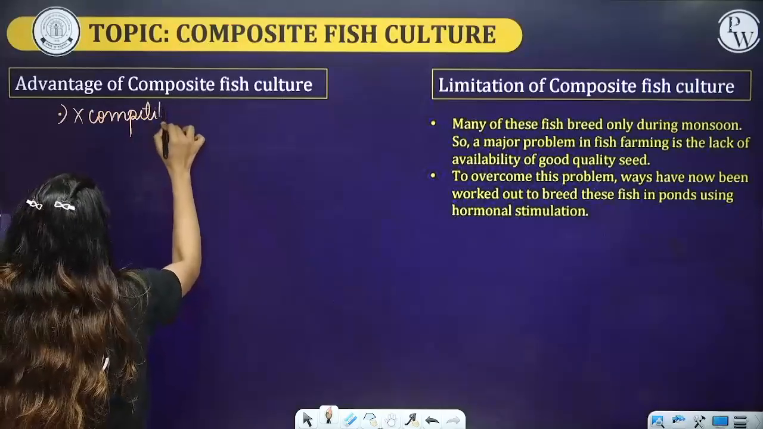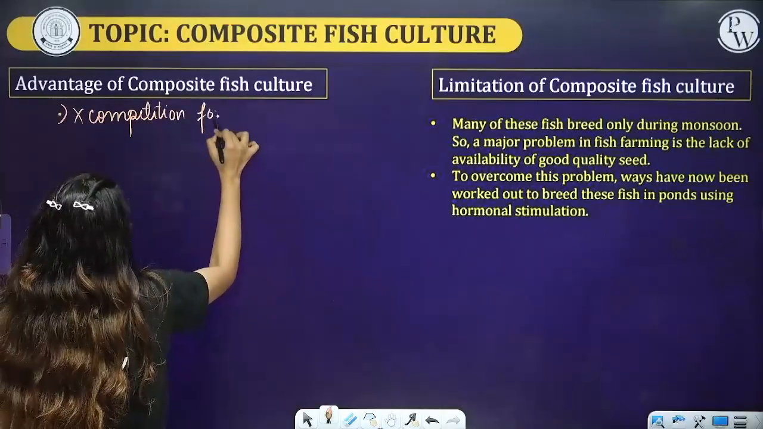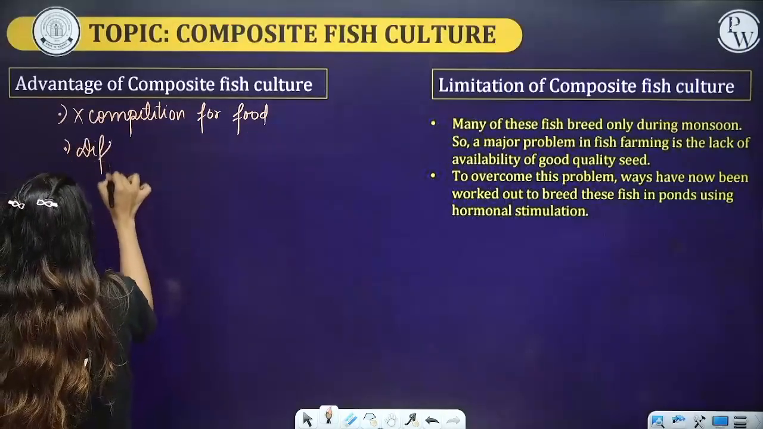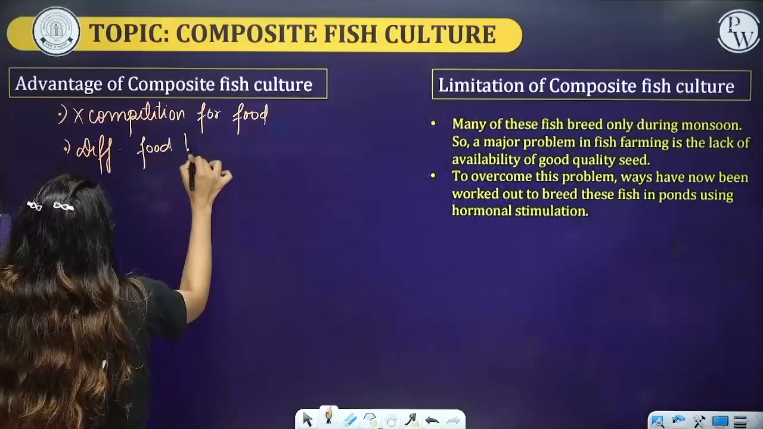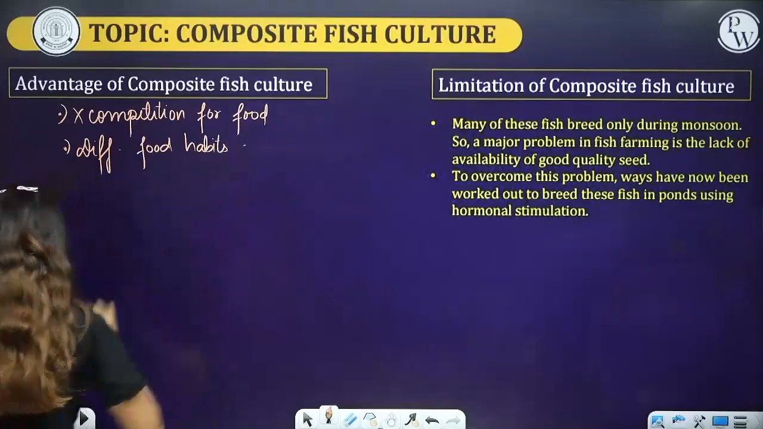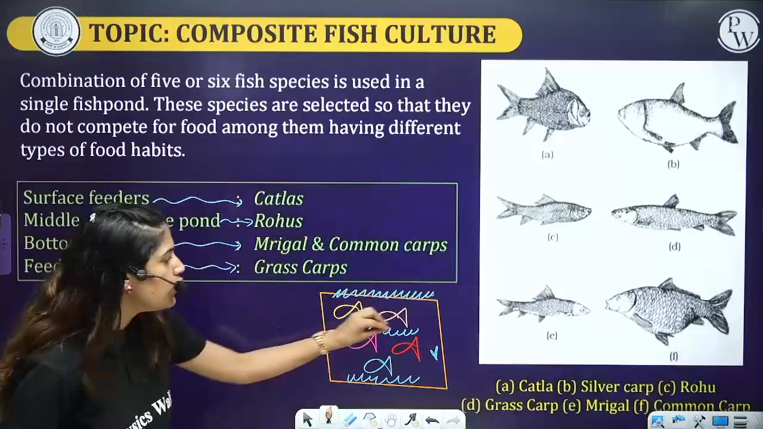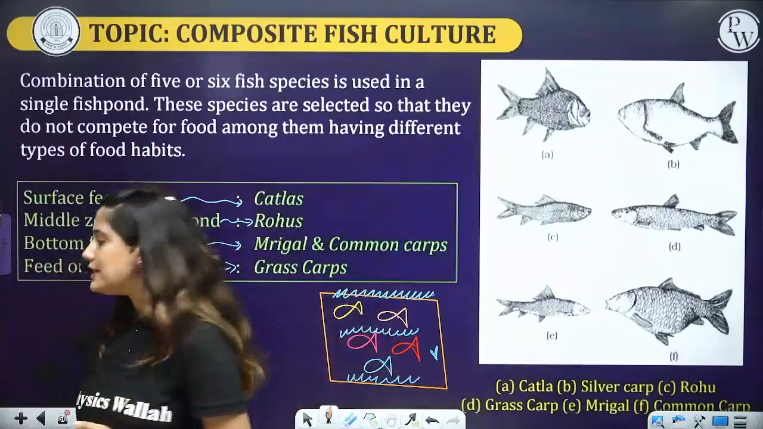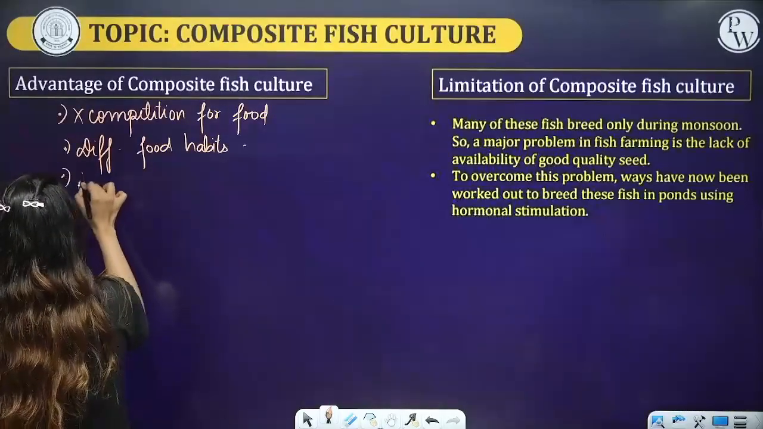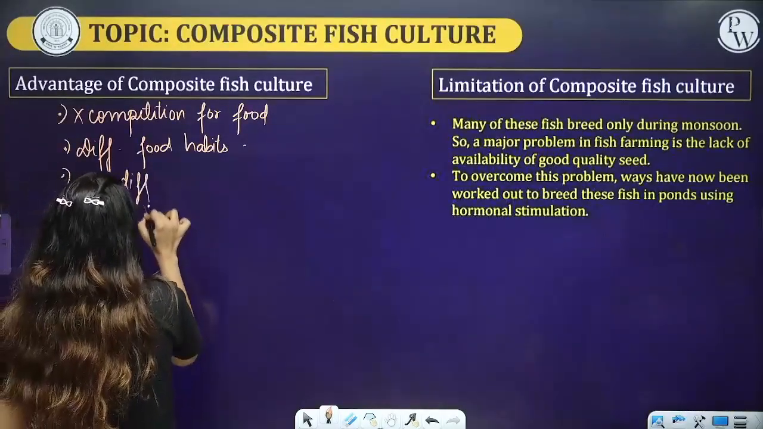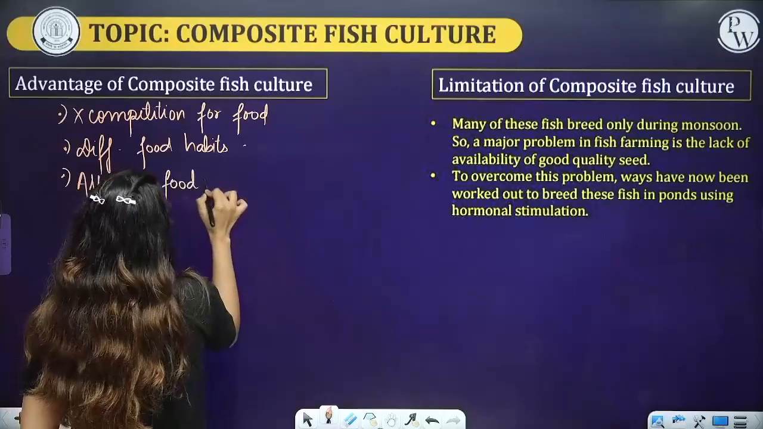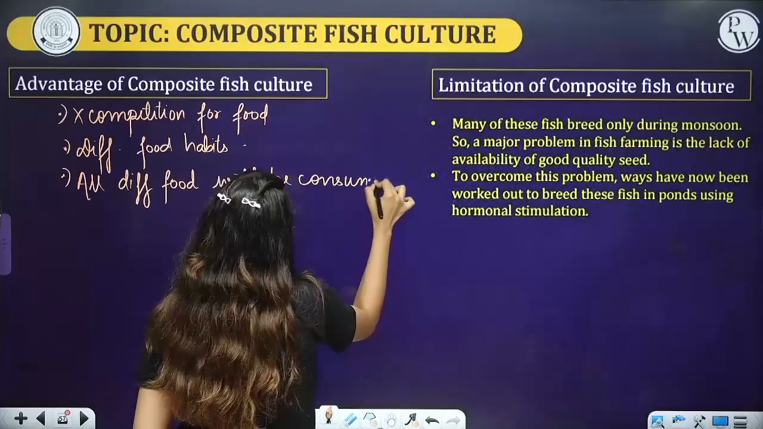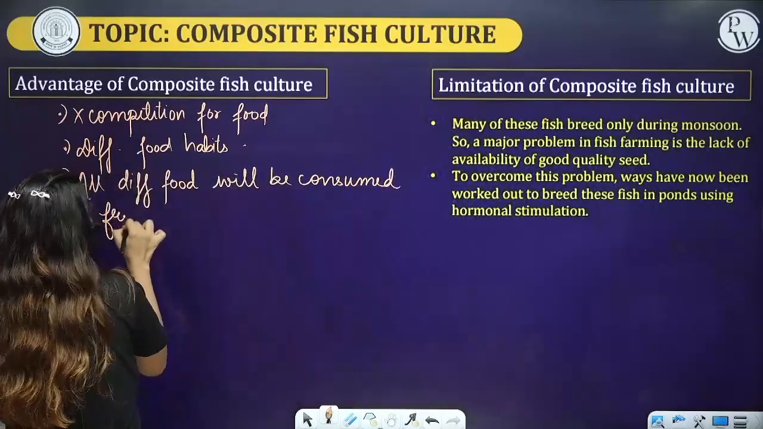If there is no competition for food, that is, they have different food habits, all the types of food will be consumed from the different parts of the pond. All the kinds of food will be consumed. So I can say all different food will be consumed from different parts of the pond.